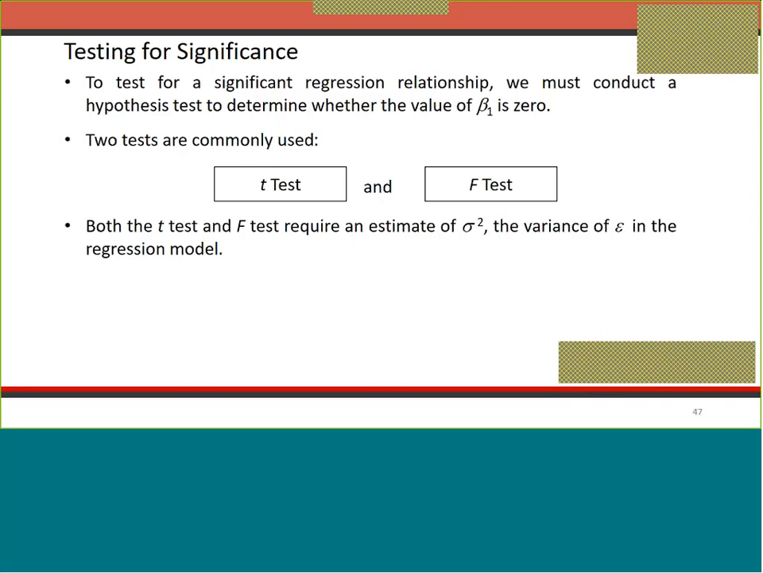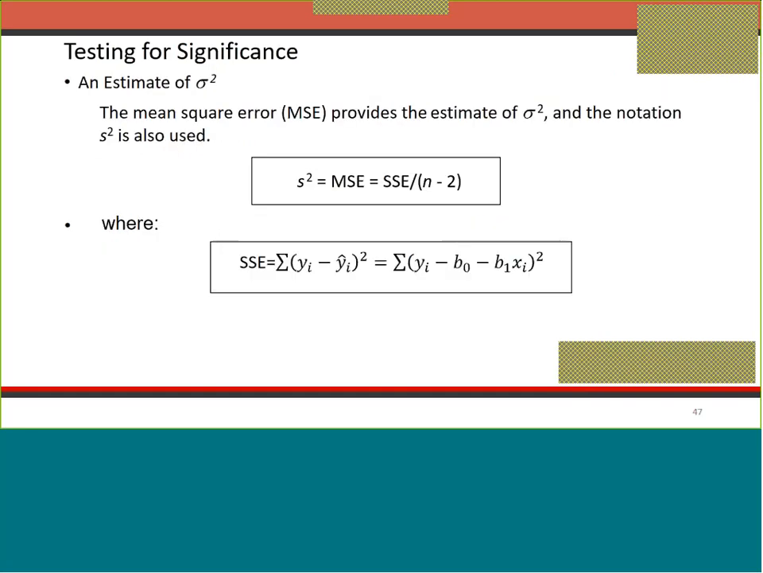One is the t-test and the other is the f-test. Both the t-test and the f-test require an estimate of sigma square, that is, the variance of the error. An estimate of the error variance is given by MSE.